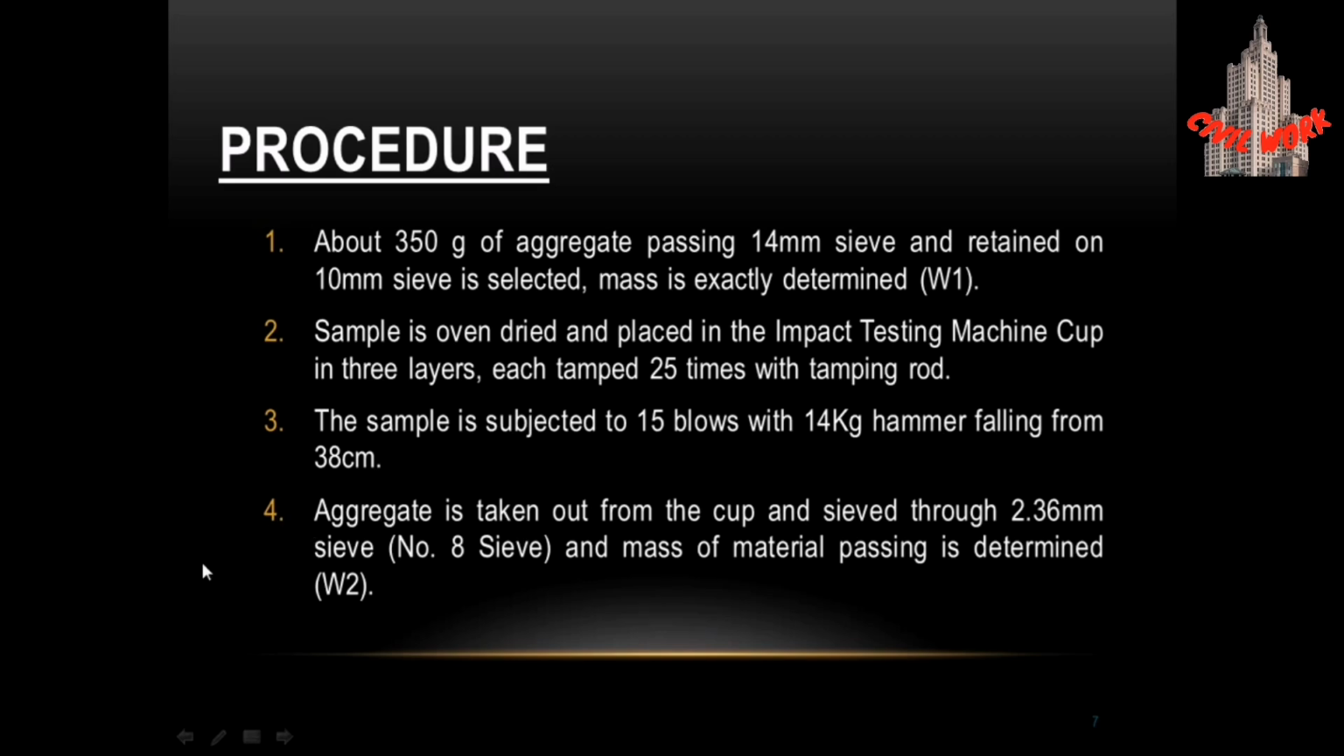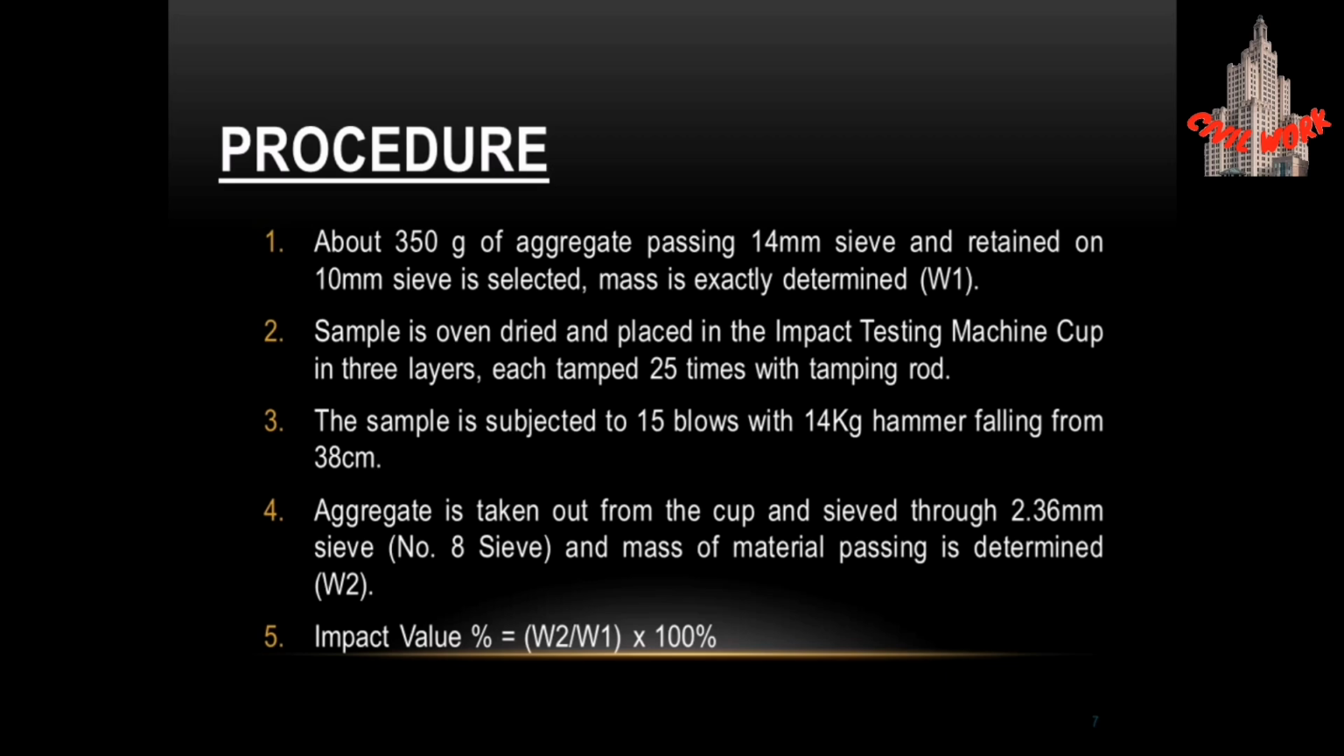Point number 4, the aggregate is taken out from the cup and sieved through 2.36 mm, which is sieve number 8, and the mass of material passing is determined. This point explains that the aggregate we obtained after 15 blows is taken out from the cup and sieved through sieve number 8, and the mass of the material which passes through sieve number 8 is determined as W2.